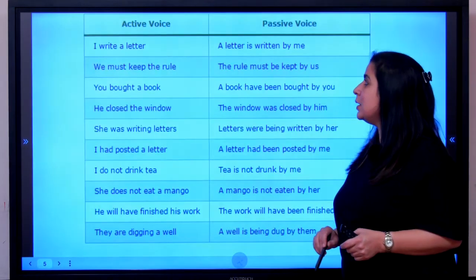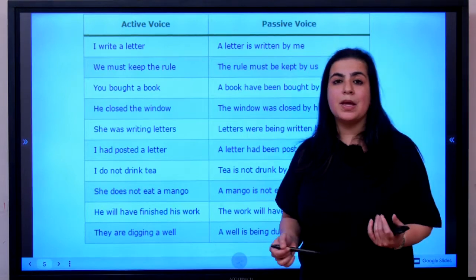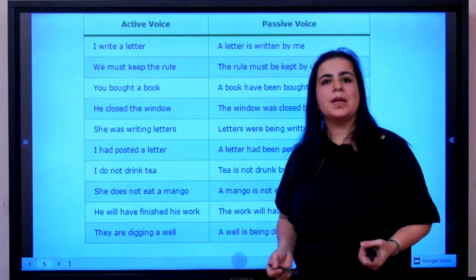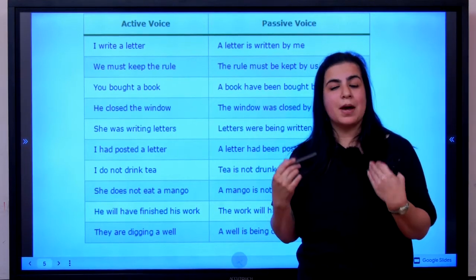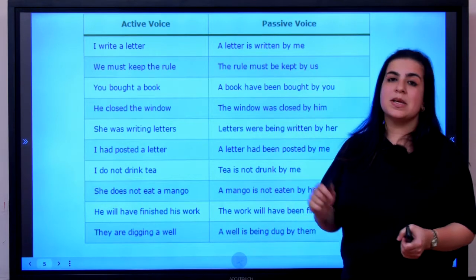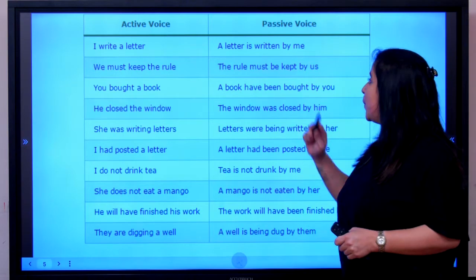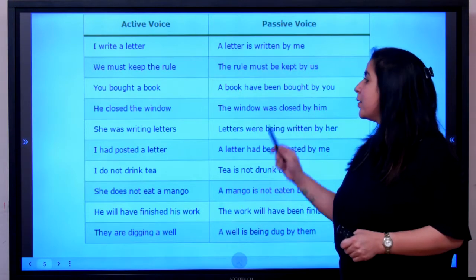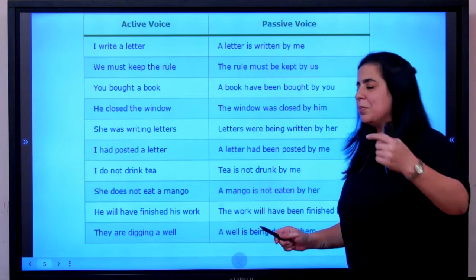Like for example, I write a letter. Passive will be a letter is written by me. We must keep the rule. The rule must be kept by us. You brought a book, a book has been brought by you. He closed the window, the window was closed by him.